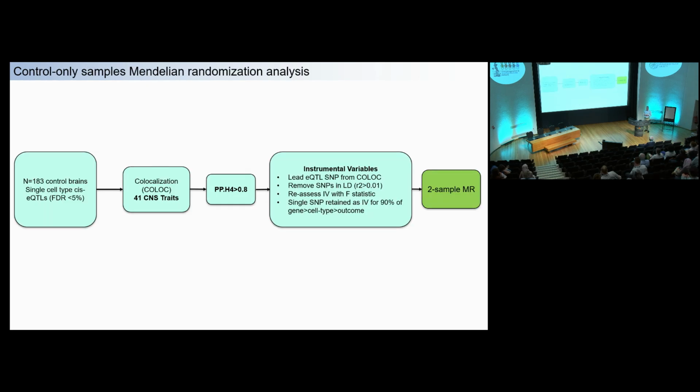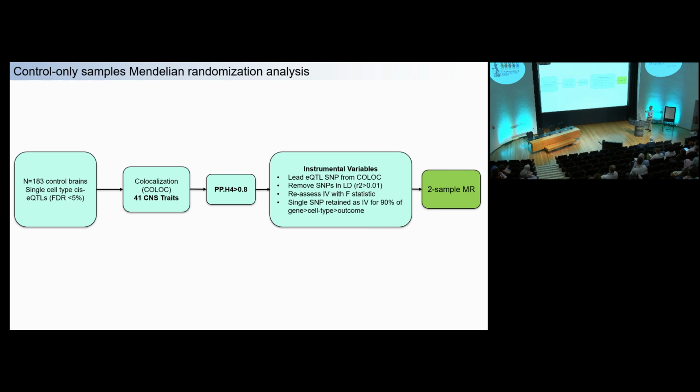So we went on to perform two-sample MR using control-only sample data with a careful selection of the instrumental variables. So we had 183 control brains. We performed co-localization. We have a strict cutoff for defining co-localization. And then we select the instrumental variables. And to do this, there are a number of approaches you can take, but in the end, we decided that this felt the most appropriate.